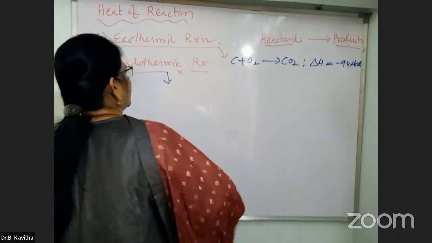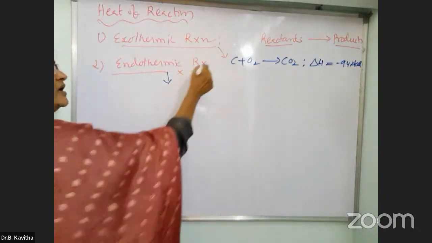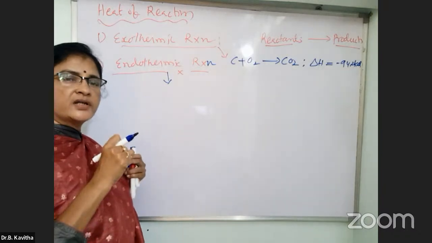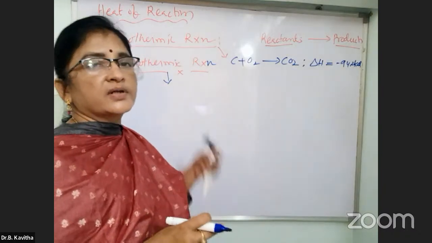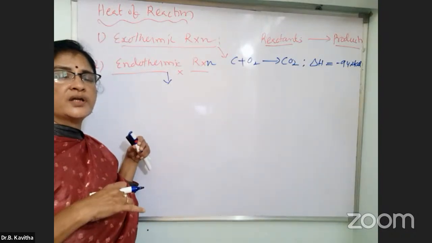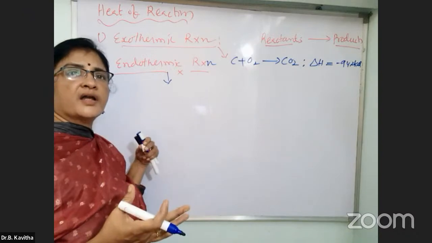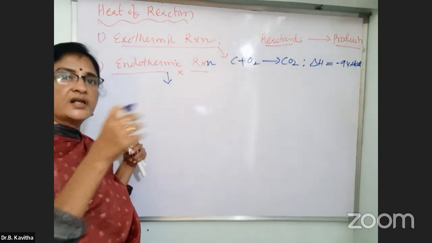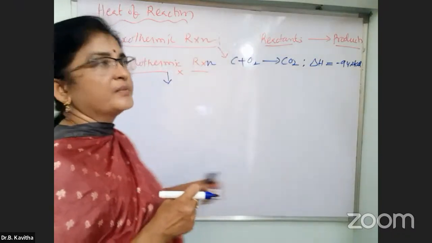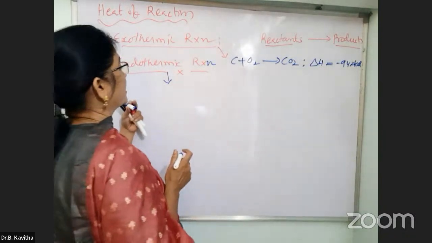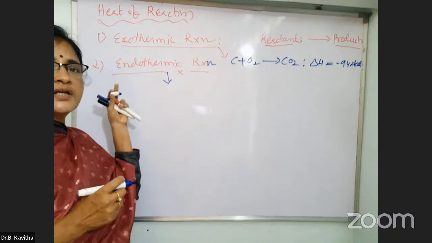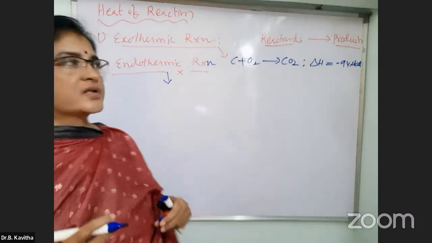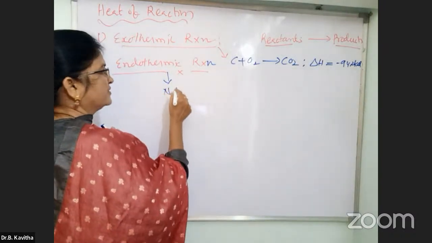Now the endothermic reactions. Here reactants will have less energy. So by gaining some extra energy, the reactants will be converted into products. The reactants have less energy, so they do not take part in the reaction by themselves. To become products they need some extra energy. So by absorbing heat, they are converted into products. Those reactions are called endothermic reactions. In these reactions, the reactant molecules absorb the heat energy and are converted into products. Example is nitrogen plus oxygen.